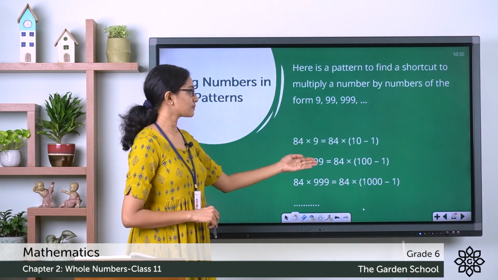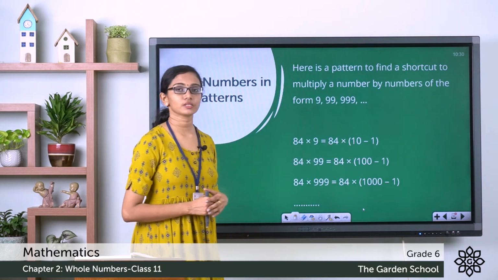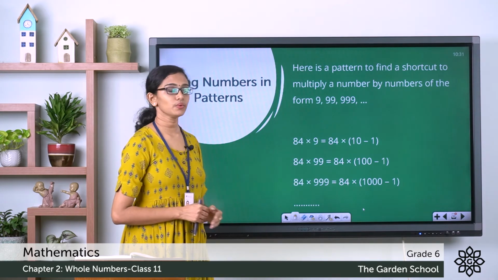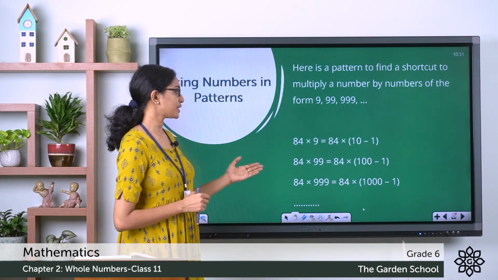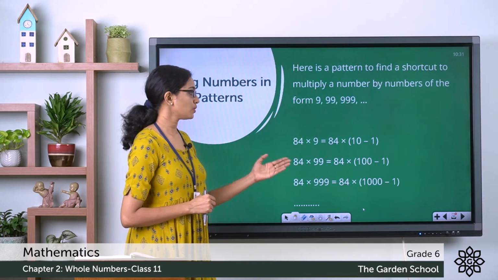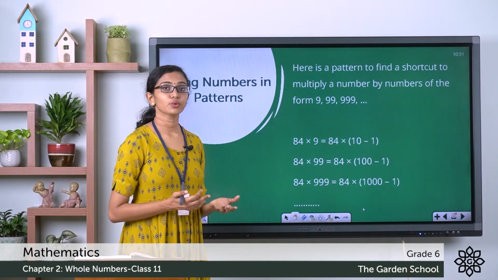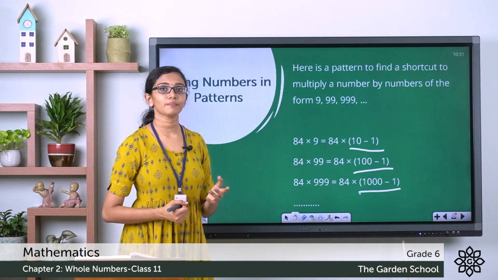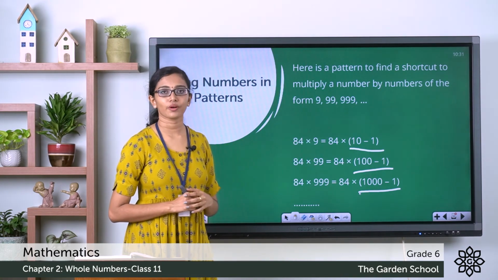So if the 9 is replaced by 99, this will become 84 into 100 minus 1. 84 into 999 will be equal to 84 into 1000 minus 1. So what if it was 84 into 9999? It would be equal to 84 into 10,000 minus 1 and so on. So you can use this pattern of whole numbers in the case of multiplication by numbers of the form 9, 99, 999 and so on.